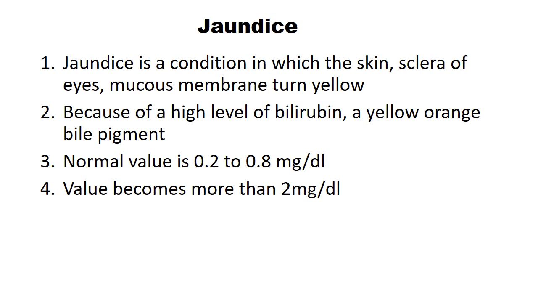So we can define jaundice as a condition where we are able to visualize the skin, sclera of the eyes and mucous membrane turning yellow because of a high level of bilirubin, a yellow-orange bile pigment. The normal value of bilirubin is 0.2 to 0.8 milligram per dl. When this becomes more than 2 milligram per dl, it becomes visible as yellowish discoloration.